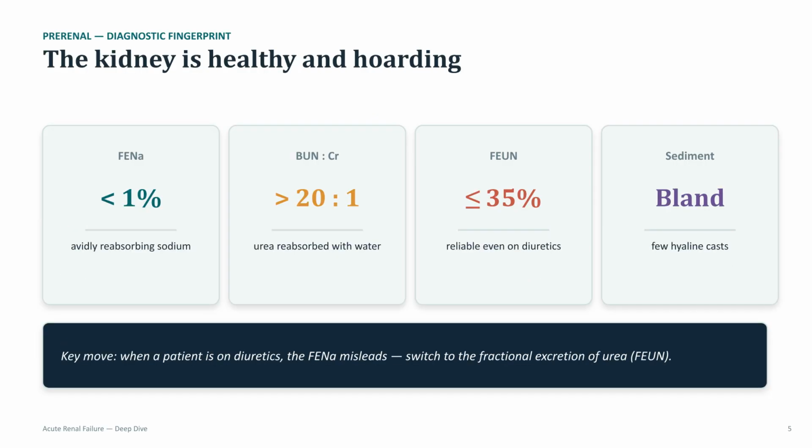In prerenal disease, the kidney is healthy but hoarding. You'll see a bland urine sediment, a FeNA under 1%, and a BUN to creatinine ratio over 20:1. If the patient is on diuretics, the FeNA is unreliable. Switch to the fractional excretion of urea, or FEUN, which remains accurate.